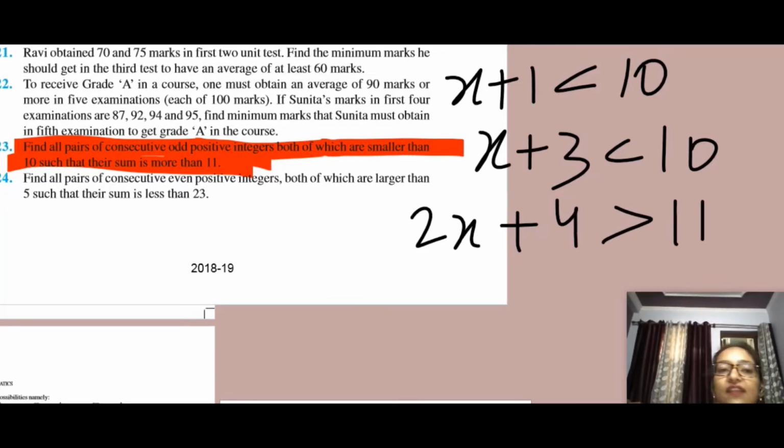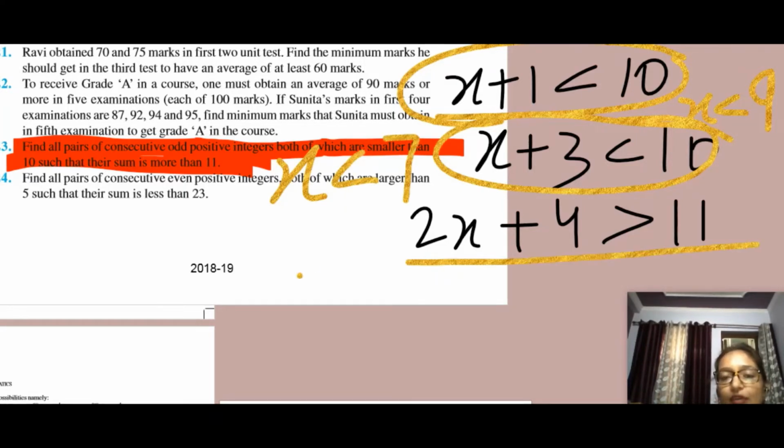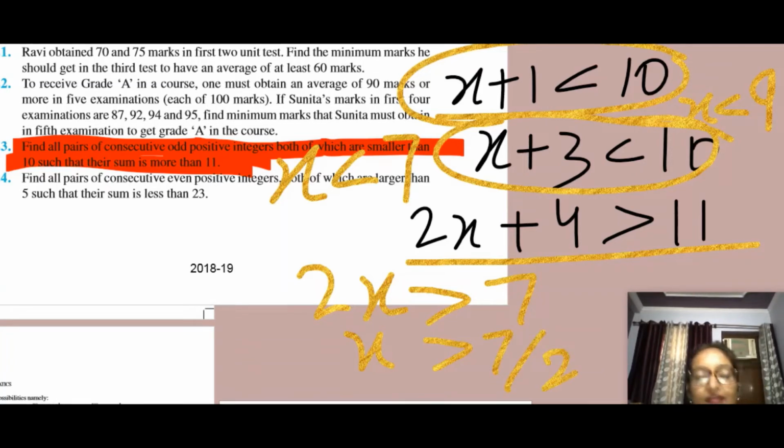So over here, if I solve this particular thing, I'll get x is less than 9, right? If I solve this particular thing, I'll get x is less than 7, right? So if I solve this particular thing, let's see what I'll get. I'll get 2x greater than 7. So x is greater than 7 by 2, which is 3.5. So how will we decide what the range of x is? What is the answer? So let's begin.